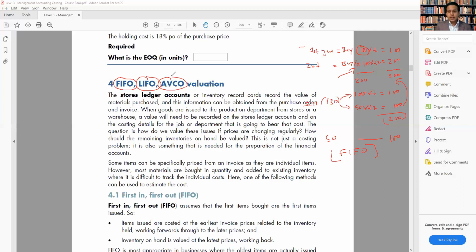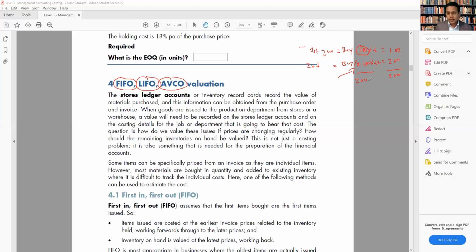For example, if we try to use this example again, and this time let's say we are going to use AFCO but not FIFO or LIFO. So let's try with AFCO. Now if it is AFCO, we are not looking at which unit we have purchased before, which unit we have purchased later. We do not look at that if we do the AFCO.